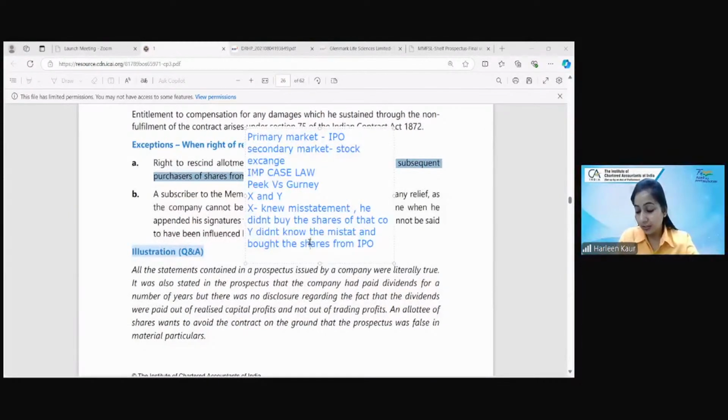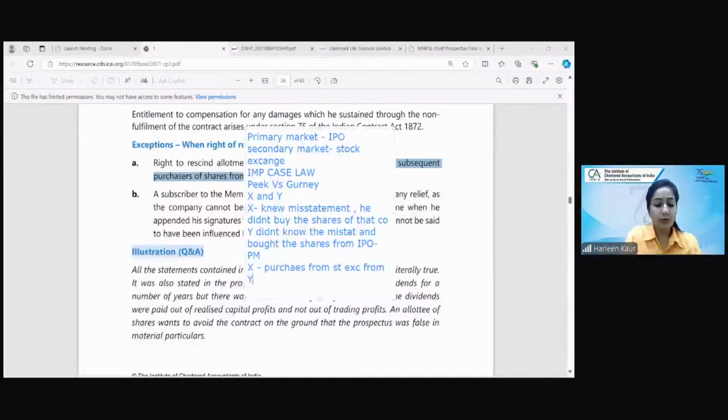Around 200 answers for primary market. Excellent. So that means you have purchased the shares from the IPO, that means the primary market. Now X did not purchase the shares from the IPO. Later on, he purchased the shares from Y from the stock exchange. So now he is buying from the secondary market. Then this Mr. X goes to the court and files a case. Look, here there is a misstatement in the prospectus, and I want to hold the company liable to pay me the damages.